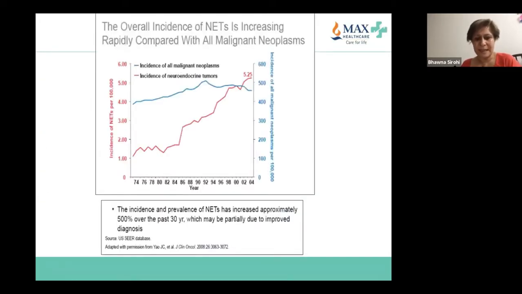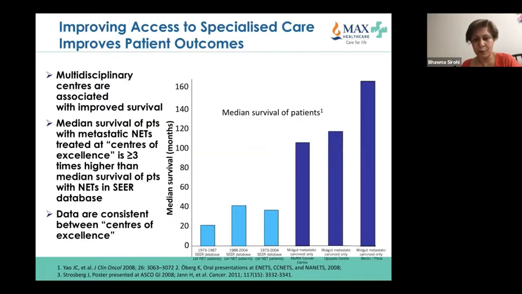So as you can see, the incidence is rising. We've already talked about this. This is a very important slide. Basically, this is from the SEER, from the American database. We don't have Indian data. The Indian data is being generated. In fact, we published on the Asia Pacific Neuroendocrine Tumor Registry from Tata Hospital, which Dr. Jagannath led for the whole of Asia Pacific.